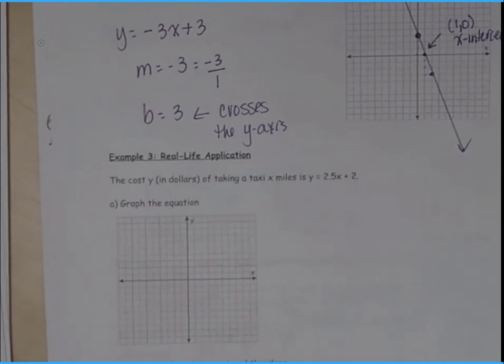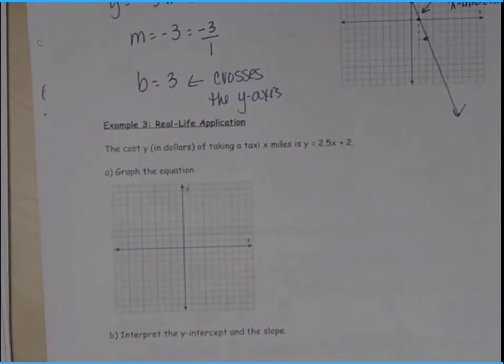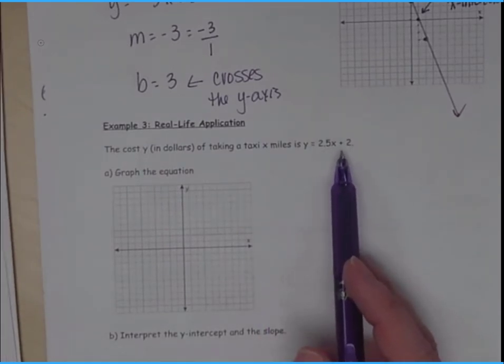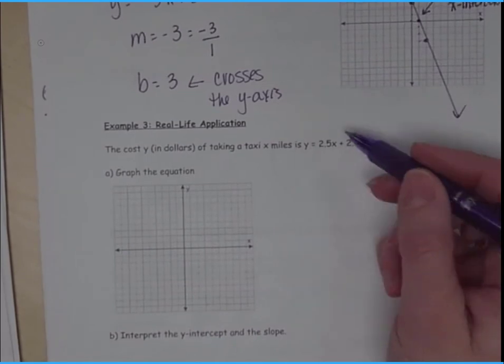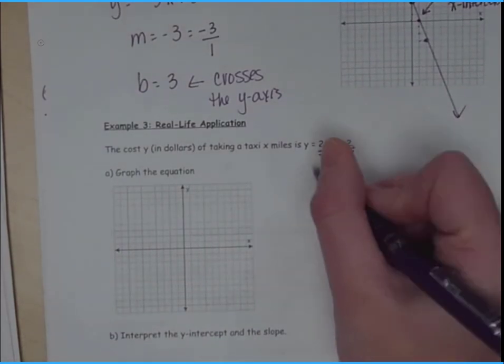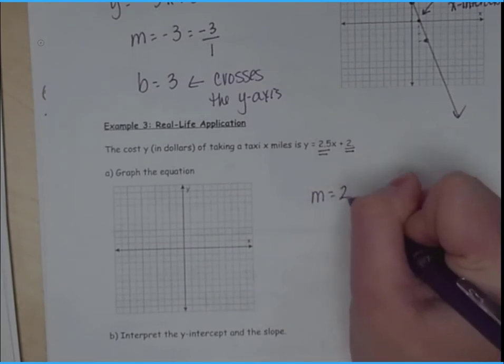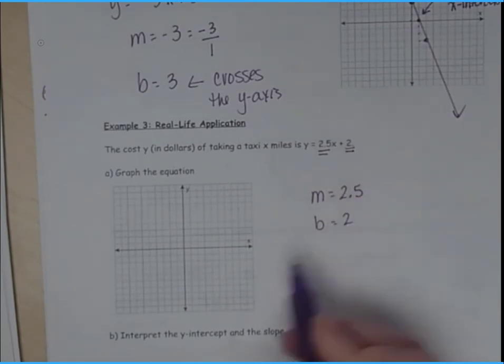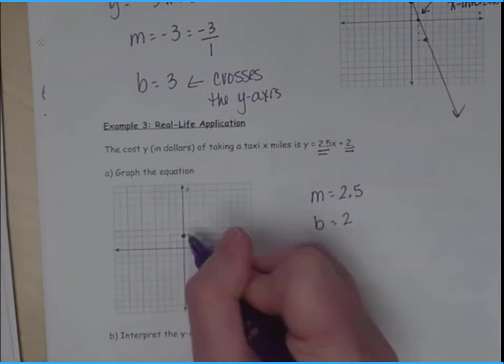So let's take a look at this equation now. The cost, y in dollars, of taking a taxi x miles is y = 2.5x + 2. So this right here is my y-intercept. Here is my slope, so m = 2.5. b is my y-intercept, so it's going to cross right here.